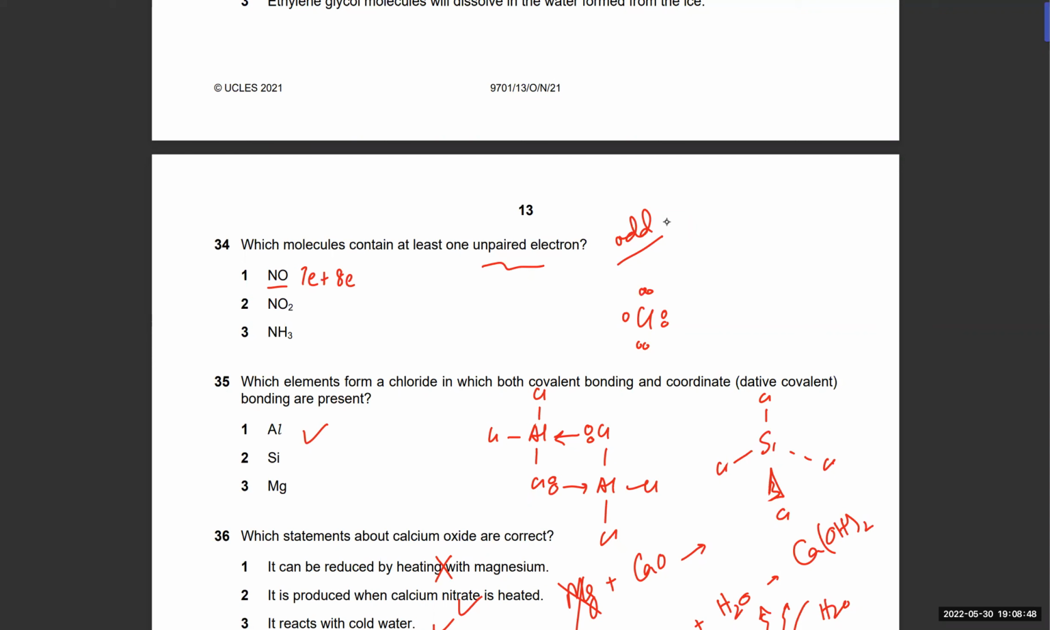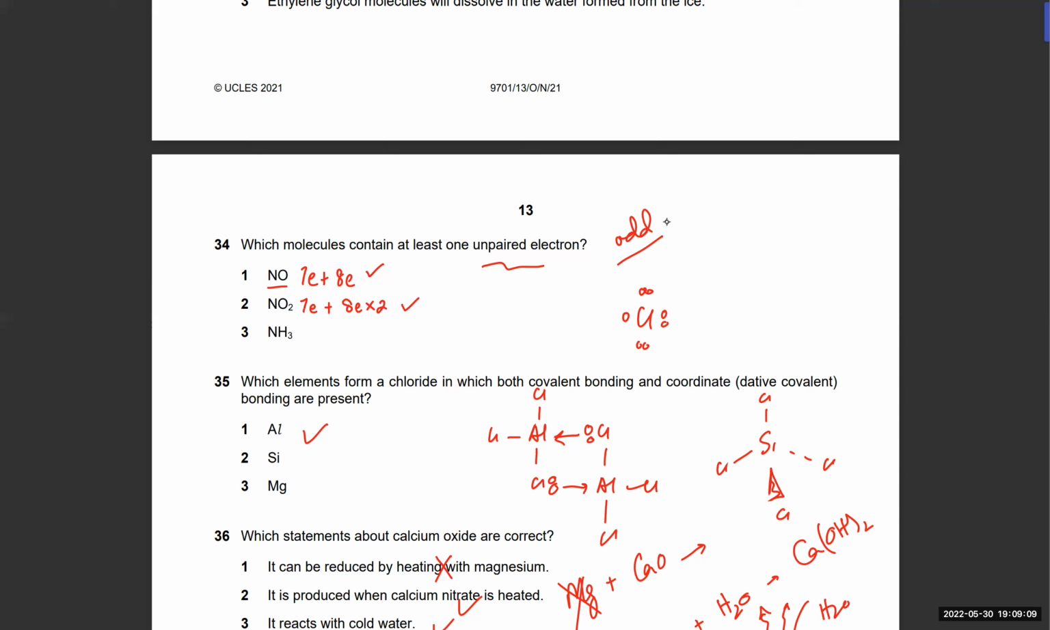So 15 in total, so the total is coming out to be odd. So that means it has at least one unpaired electron. What about NO2? N has 7 electrons, oxygen has 8 electrons, and there are 2 of them, so again, there's going to be one unpaired, right?